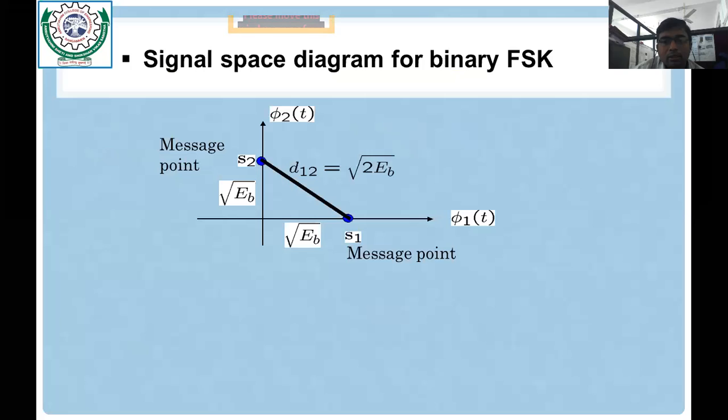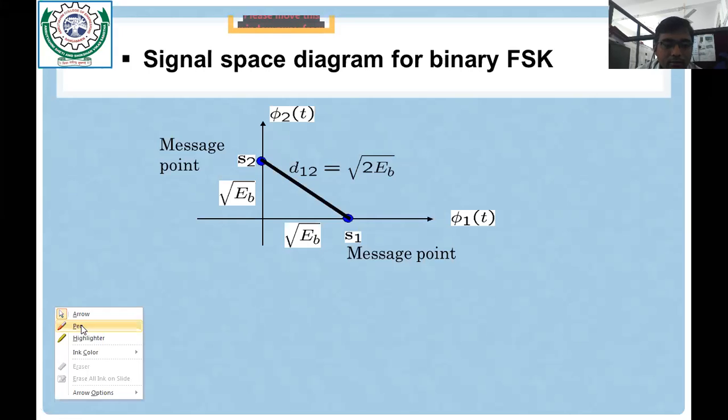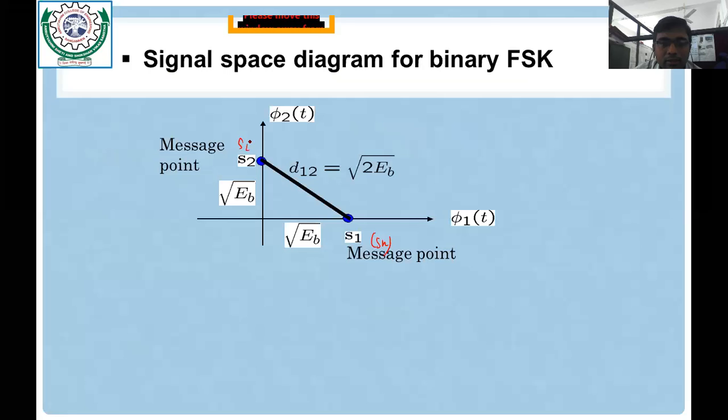That could be understood with this particular diagram, the actual signal space diagram of the BFSK signal. Here you can see that S1(t), which you can also consider as SH, and S2(t) is SL. So it has an amplitude of square root of Eb. I am representing it in terms of energy signal. You can also represent it as a power signal, using the term P instead. Both are the same actually.